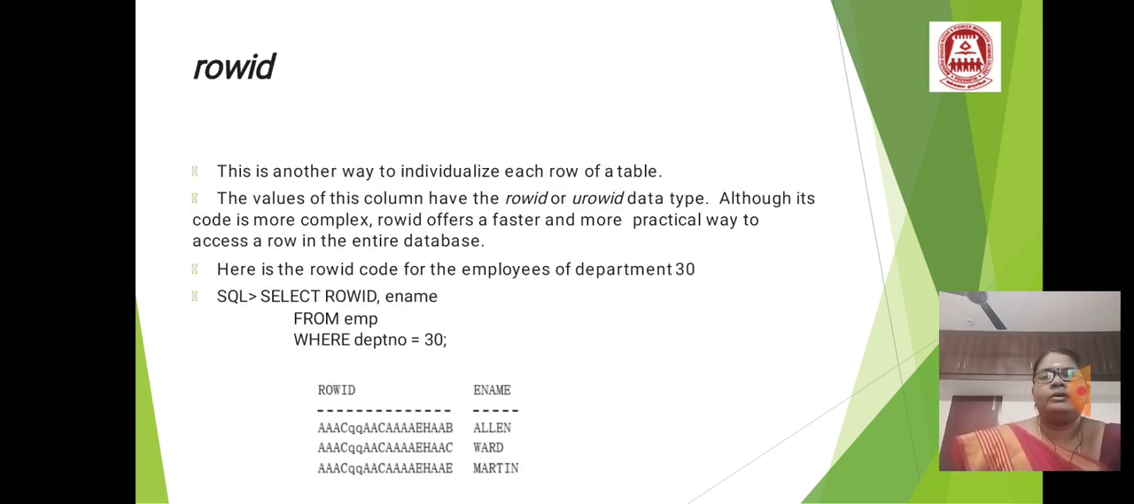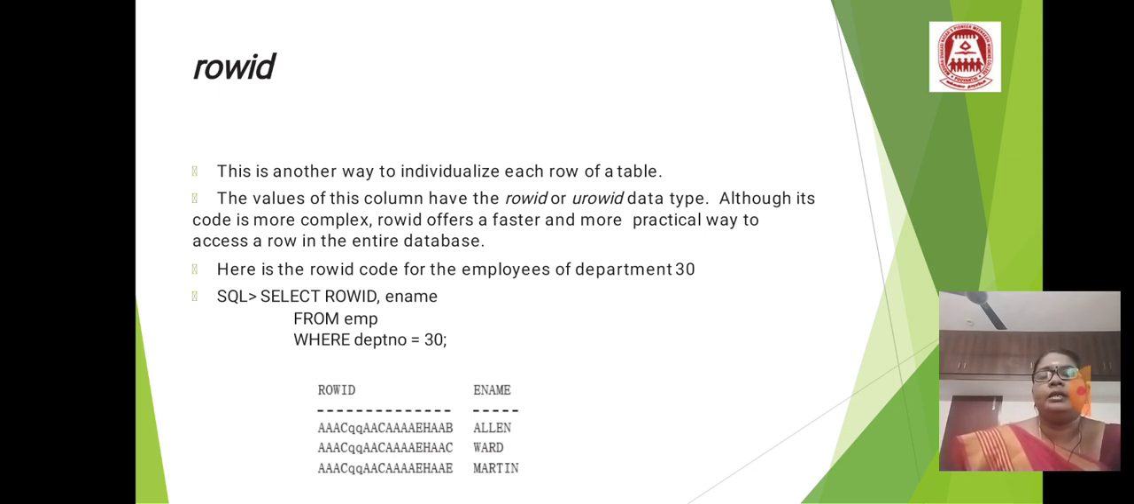Next we are going to discuss ROWID. This is another way to individualize each row of a table. The value of this column has the ROWID or UROWID data type. Although it is very complex, we can make use of it in a practical way for the entire database. This is the way I am going to use ROWID.